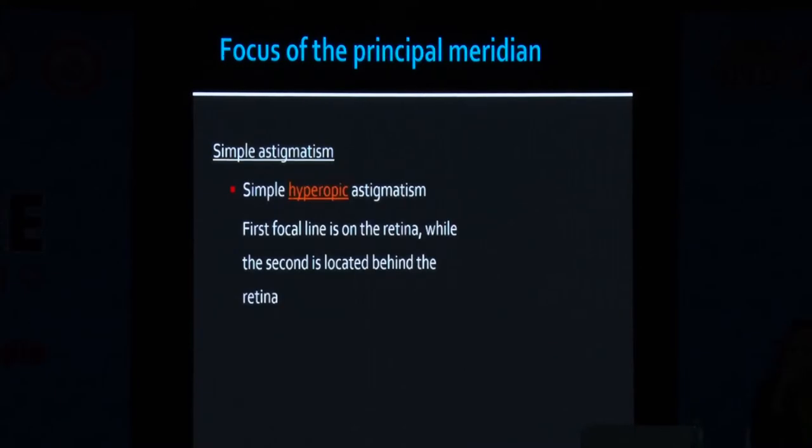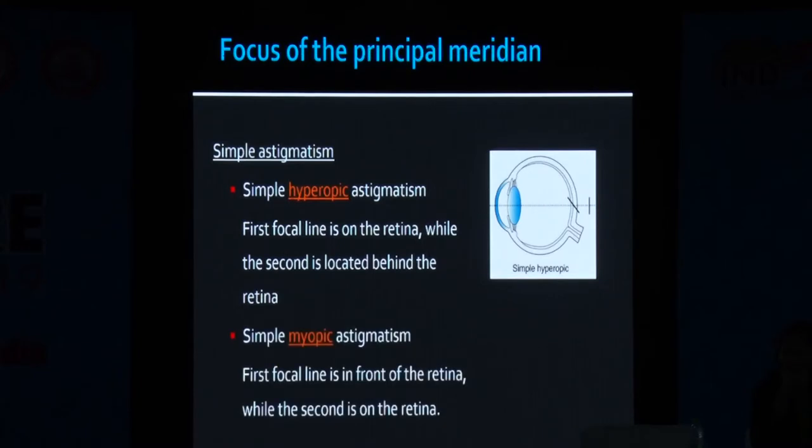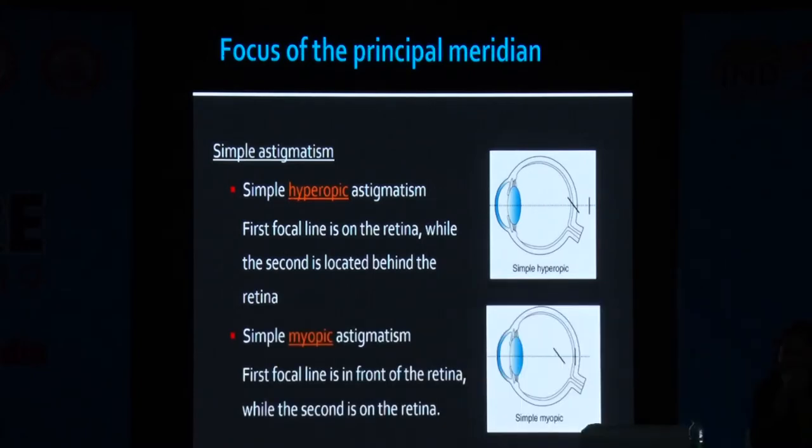So these are the ray diagrams of a simple hyperopic astigmatism, in which you see that the first ray of light, the horizontal line, is because of the vertical meridian. It focuses on the retina. The horizontal meridian focuses beyond the retina. This is known as simple hyperopic astigmatism. Coming to simple myopic astigmatism, the ray of light focuses in front of the retina.